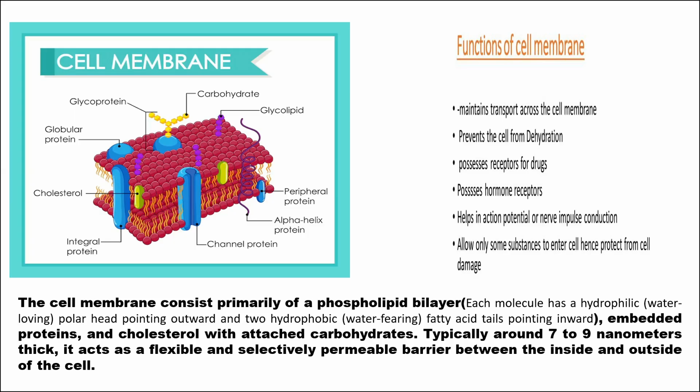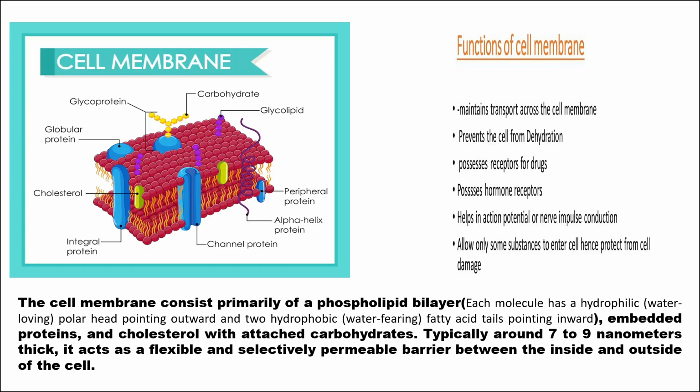First comes your cell membrane. The cell membrane consists primarily of a phospholipid bilayer. Each molecule has a hydrophilic, that is water loving, polar head pointing outward, and a hydrophobic, which is a water fearing fatty acid tail, pointing inward. Proteins and cholesterol are embedded, attached with carbohydrates. Typically it is around 7 to 9 nanometers thick. It acts as a flexible and selectively permeable barrier between the inside and outside of the cell. So this is the outer layer of your cell.